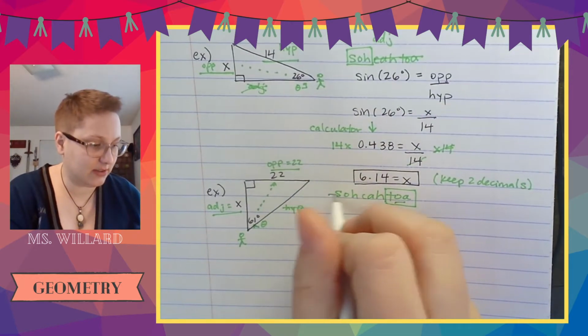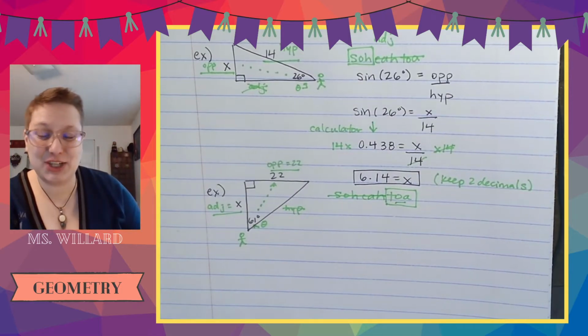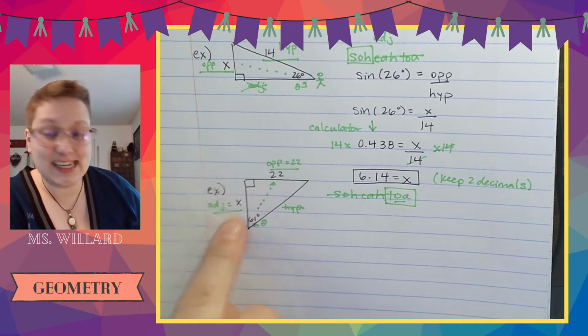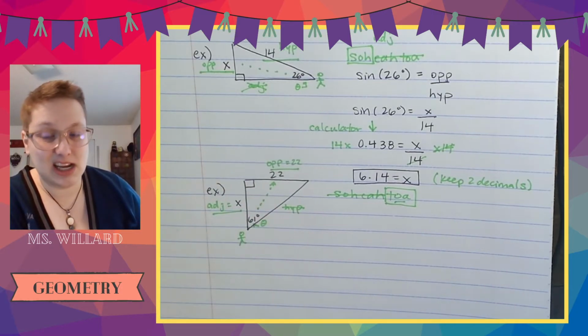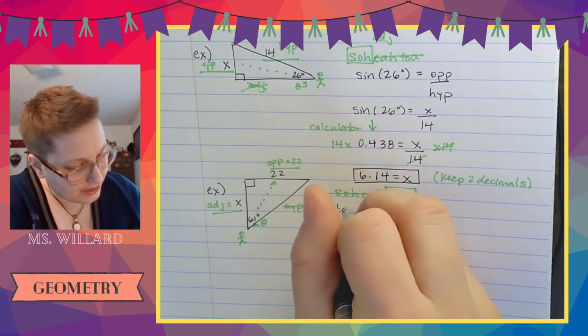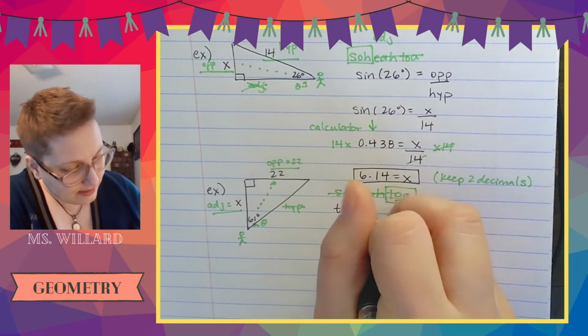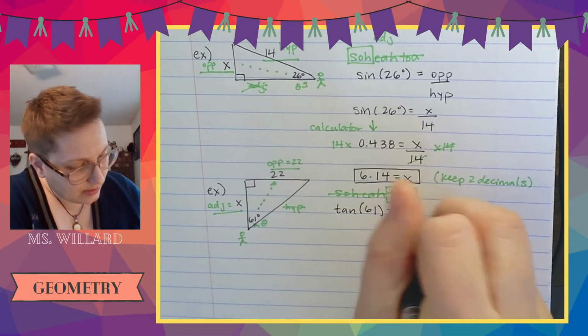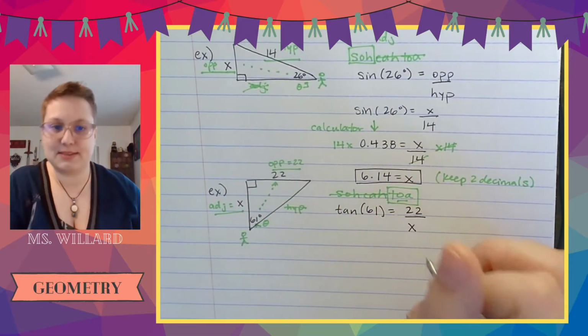I'm not going to use sine or cosine because they both have to use the h, and I don't want to deal with the h. It doesn't exist and I don't need it. All I need is this one. I don't care about this one. We kind of care sometimes, but okay. So tangent 61 degrees equals opposite, which is 22, over adjacent, which is x.